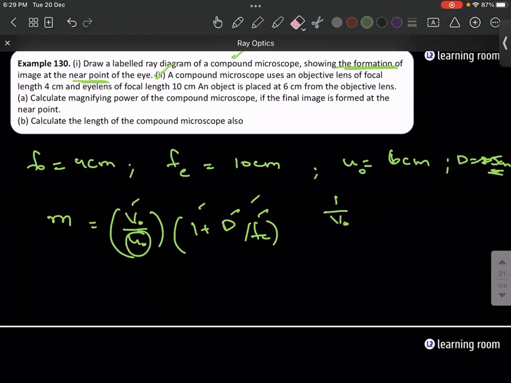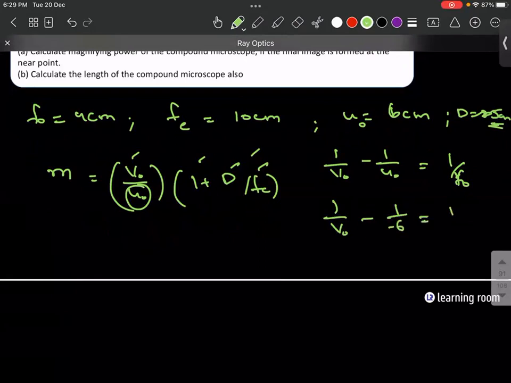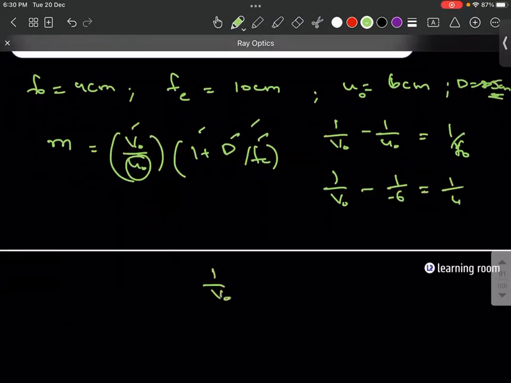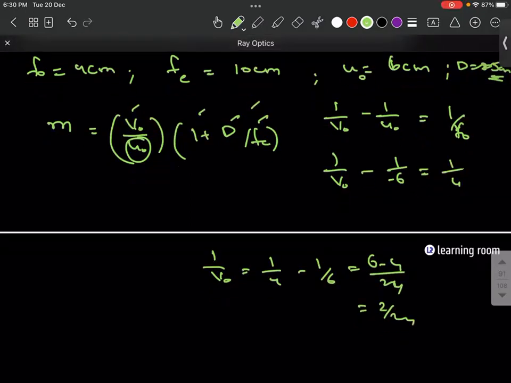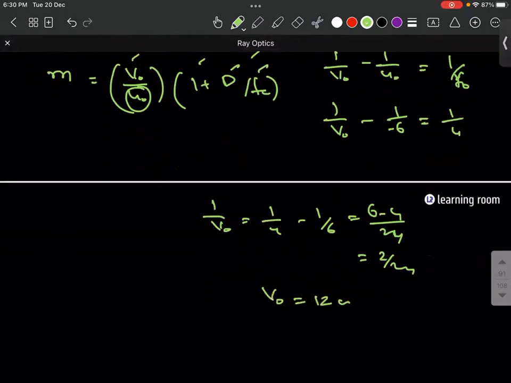1 by V naught minus 1 by U naught is 1 by F naught. So 1 by V naught minus 1 by (U naught = minus 6) is equal to 1 by F naught, which is 4. So 1 by V naught will be equal to 1 by 4 minus 1 by 6. So 6 minus 4 divided by 24, 2 divided by 24, and V naught will be 12 centimeter.